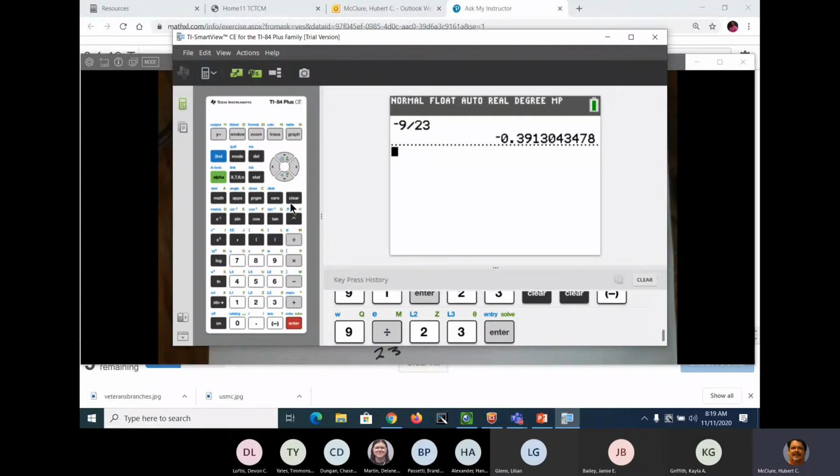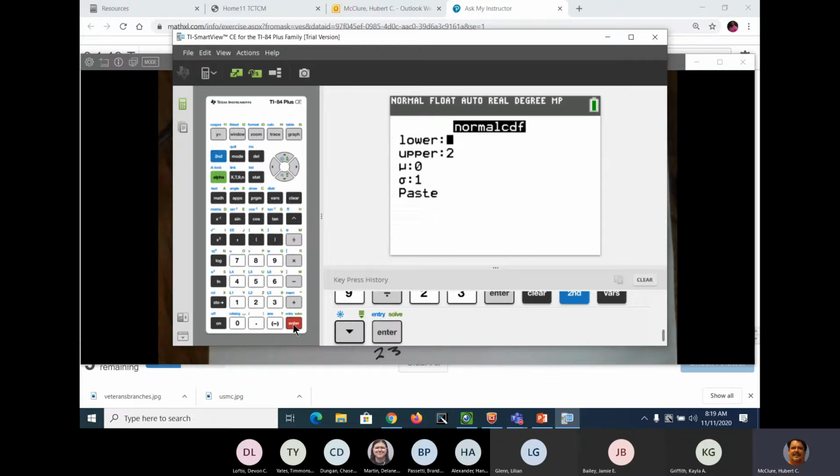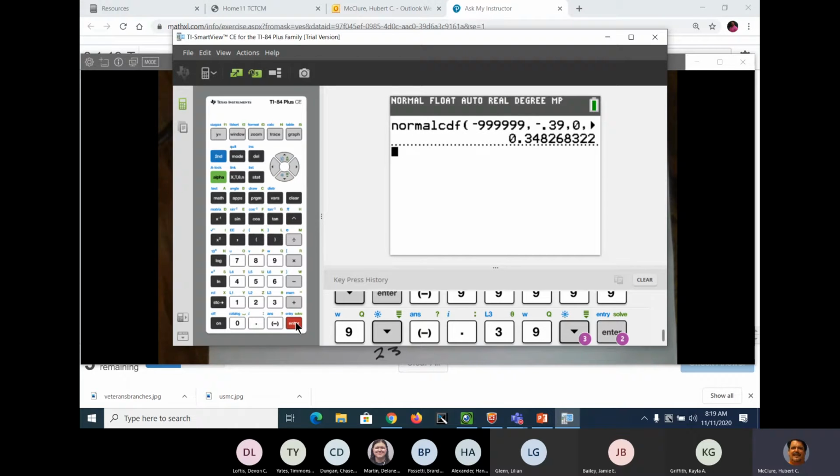So let's do a calculator. Second, bars, normal CDF, and lower is negative 9999, and upper is negative 0.39. And if you got an older calculator, you can't change 0 and 1, or it's not even there. And hit paste and paste. I said it was going to be 36%, and it comes out to be 35%.